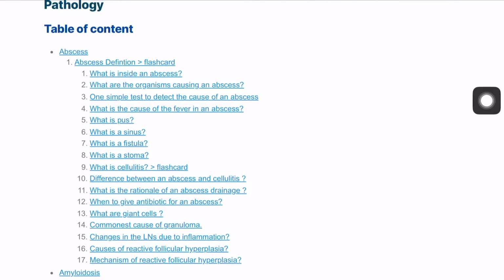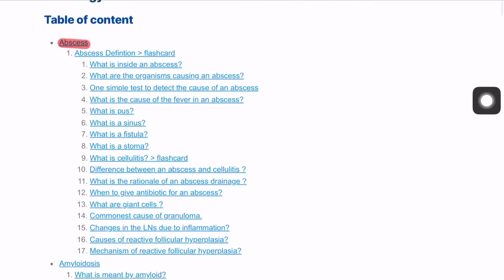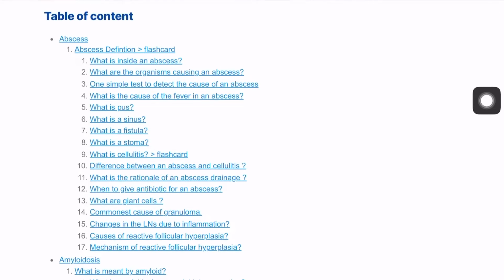As you see here, this is the table of contents, and I made it topic-wise, starting with the related topics. So you will have some general pathology topics, like, for example, the abscess and the amyloidosis, as you can see here on the screen. However, the questions are added in the index as well.